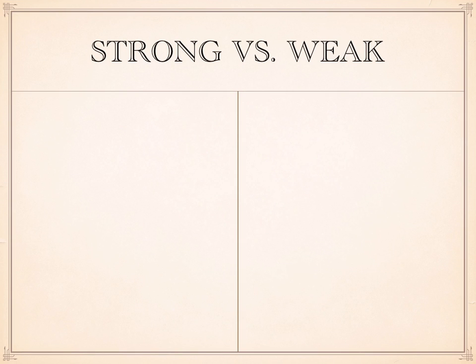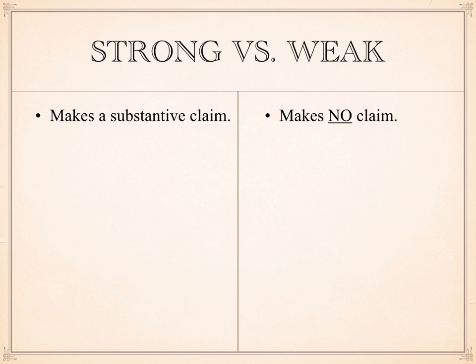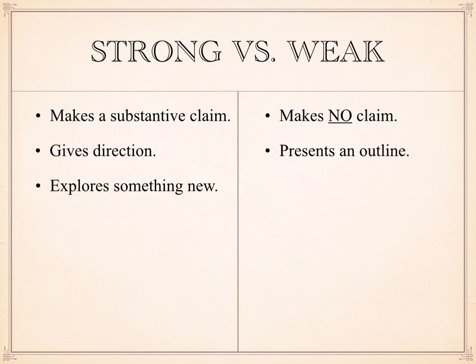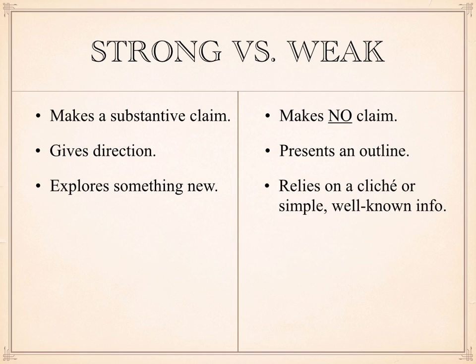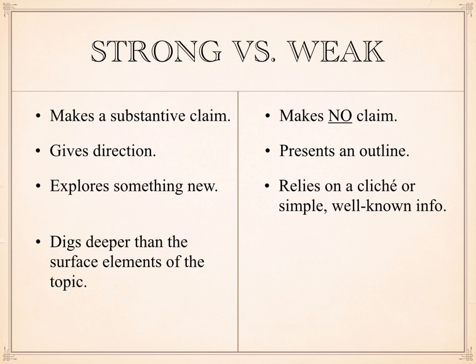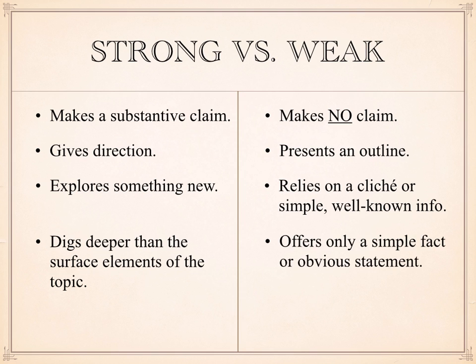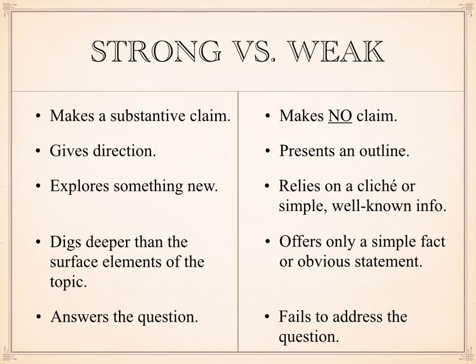Now let's take a quick look at what makes a solid thesis statement and what makes a weak one. A solid thesis statement makes a substantive claim. A weak one makes no claim at all. A strong thesis gives us a sense of direction, whereas a weak one will just present an outline. A strong thesis statement explores something new. A weak one relies on a cliché or maybe a simple, well-known piece of information. A strong thesis statement digs deeper than the surface elements of the topic, whereas a weak one offers only a simple fact or an obvious statement. And definitely the strong thesis is going to answer the question that's been asked. A weak one may not address it at all.